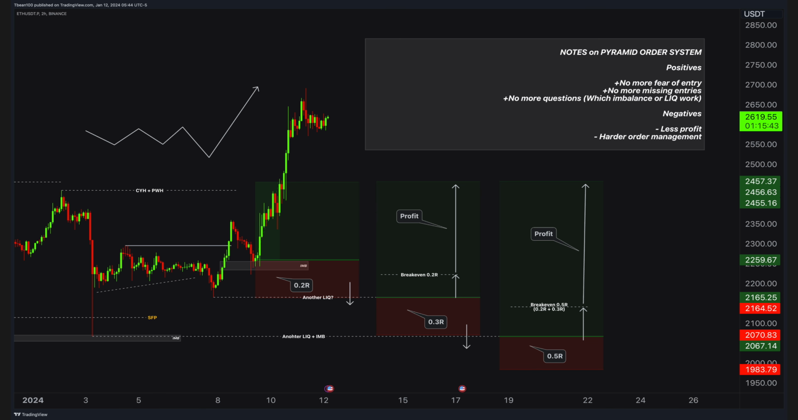What are the negatives? Obviously, you will make less profit than regular single setups because you are not risking one full R at once. All risk is divided into pieces, which will bring you divided profits. Secondly, management. So many orders can be troublesome in the beginning. It has a learning curve.